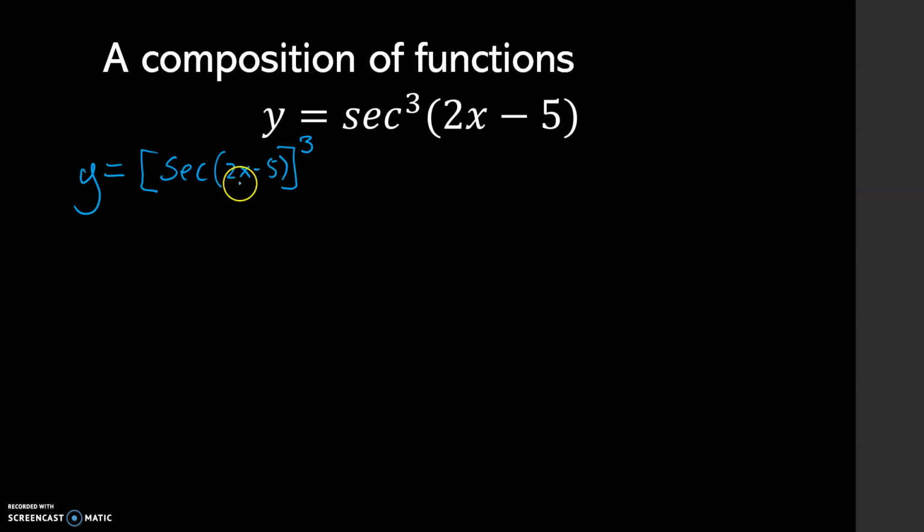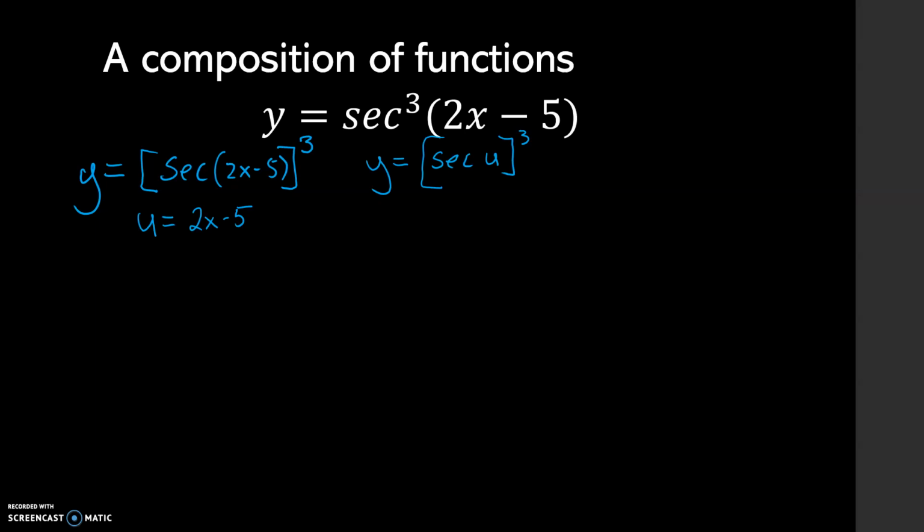If you start at the inside, we could make this secant of something simpler than 2x minus 5. We could say u is 2x minus 5, which would mean you could think of this as secant of u. Maybe we should write that. y is equal to secant of u, and that is raised to the third power. Well, that's not so simple either. That would still require the chain rule, so we'll rewrite.